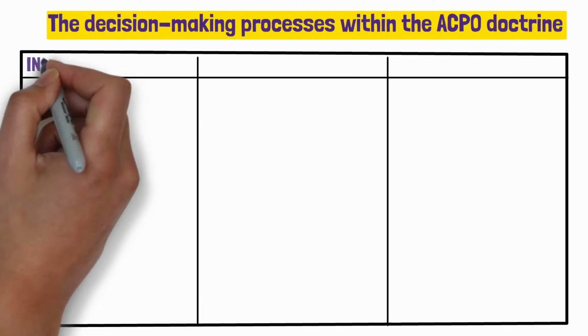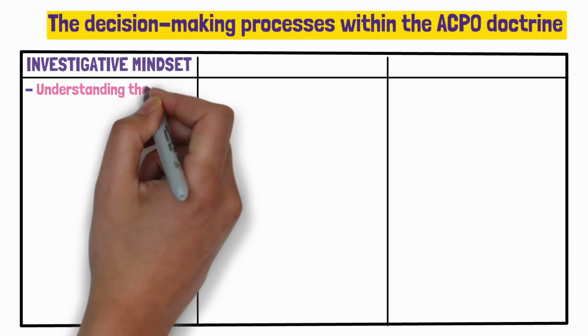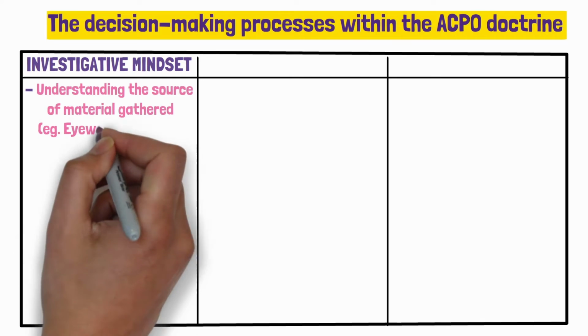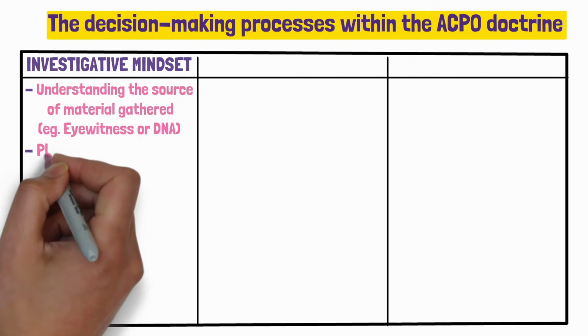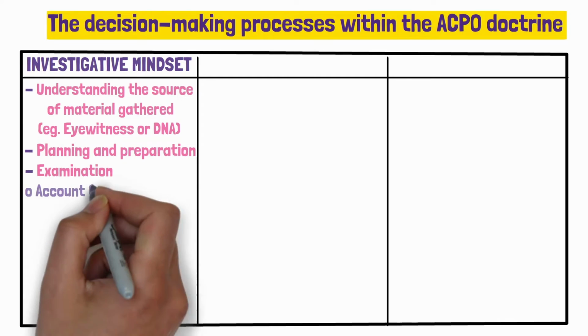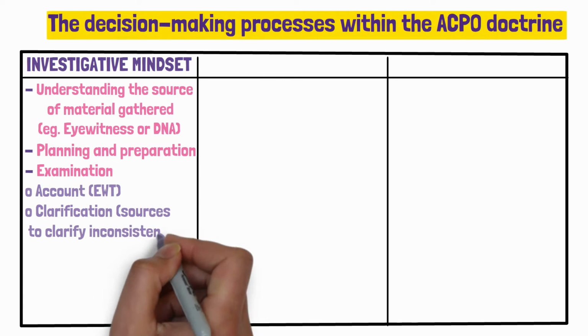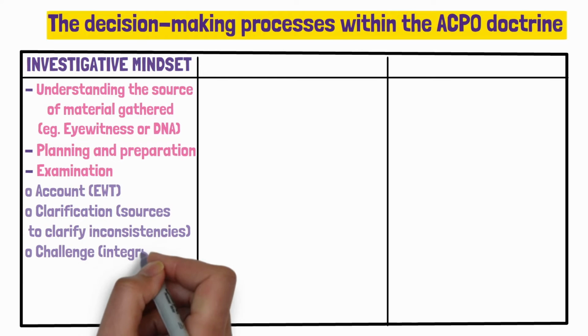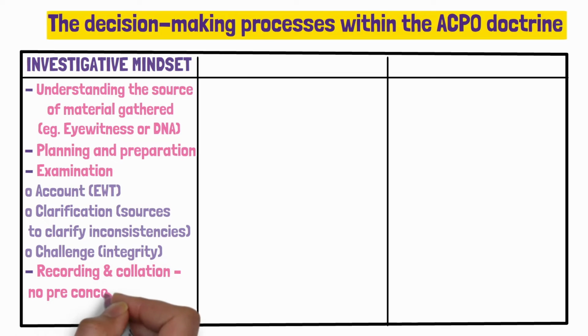First, we have the investigative mindset. This refers to the investigator's approach to understanding the source of the material gathered during an investigation, whether it's from eyewitnesses or DNA evidence. It's about maintaining an open and analytical perspective. Typically involves planning and preparation, as well as examinations, for example, looking at the accounts of eyewitness testimony, asking for clarification, so asking sources to clarify any inconsistencies, and also challenging sources to make sure that there is integrity to what they are saying. Typically, there'll also be recording and collation so that there are no preconceived ideas being formed at this stage. It's just about reporting and gathering that information. There could also be an evaluation taking place at this point in time.